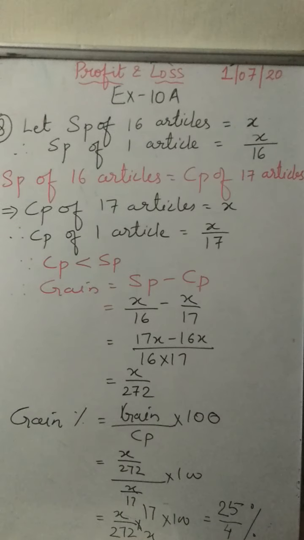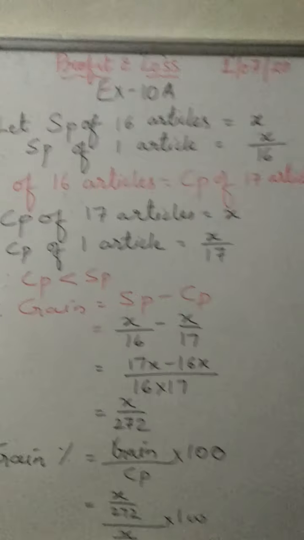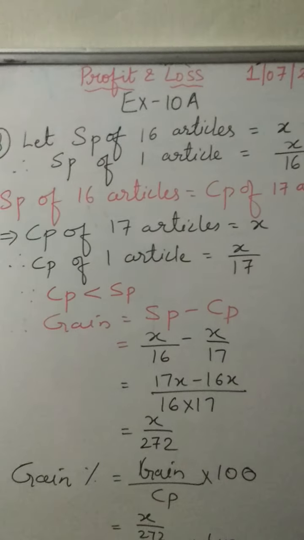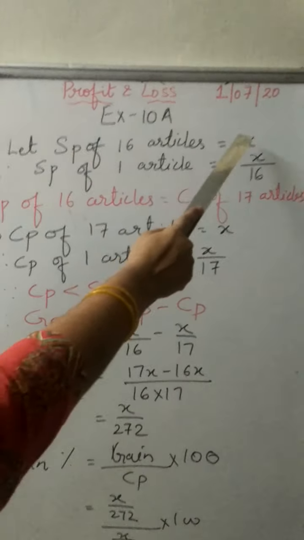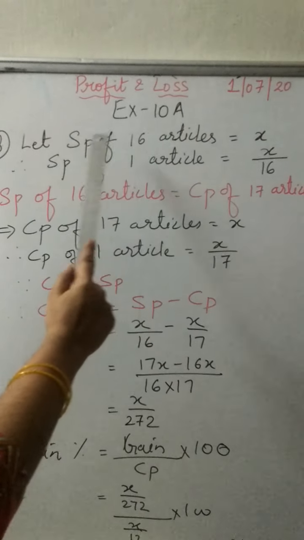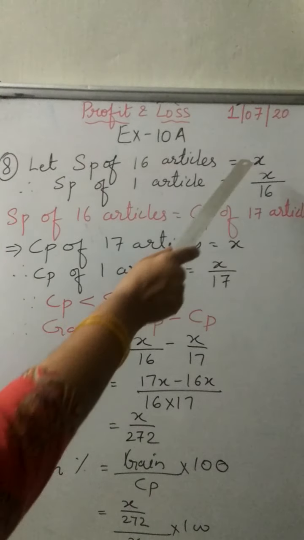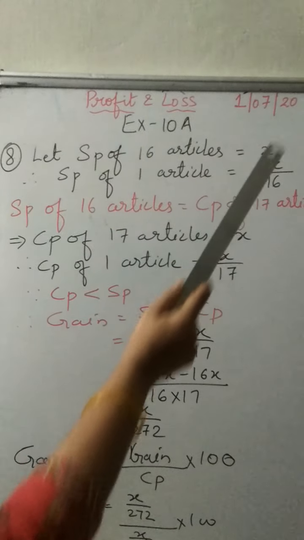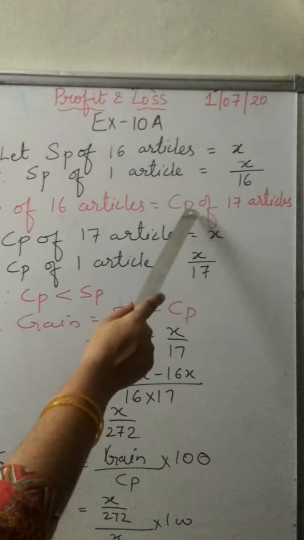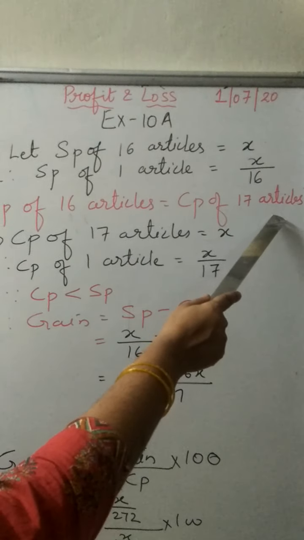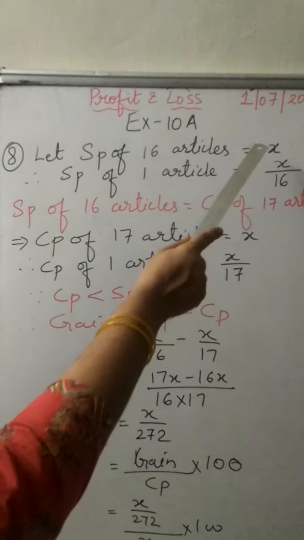It is given that SP, selling price of 16 articles, is equal to cost price of 17 articles. So let us assume that selling price of 16 articles is equal to X. Then if SP of 16 articles is X, what will be the SP of one article? That is X by 16. As per given condition, SP of 16 articles is equal to CP of 17 articles. It implies that CP of 17 articles is also X.